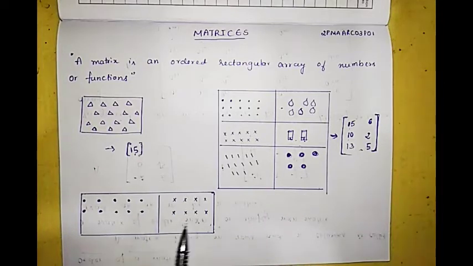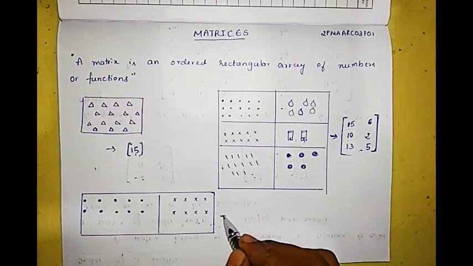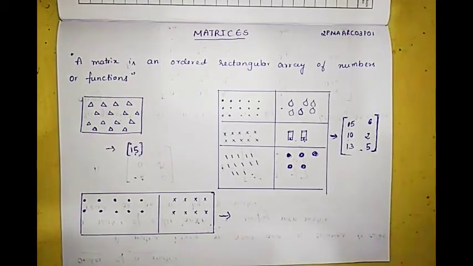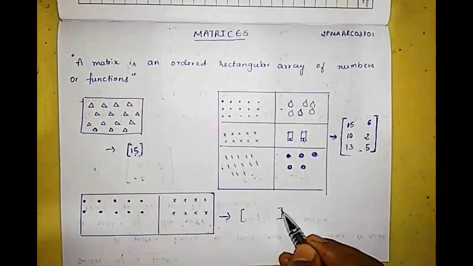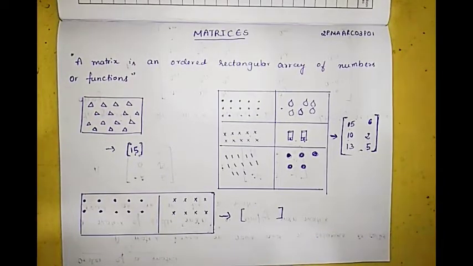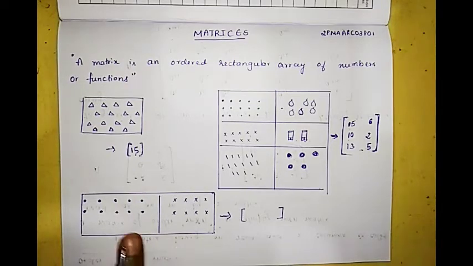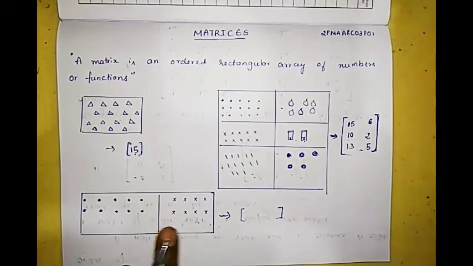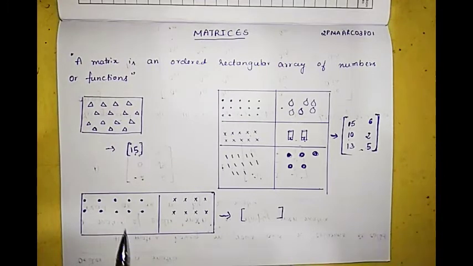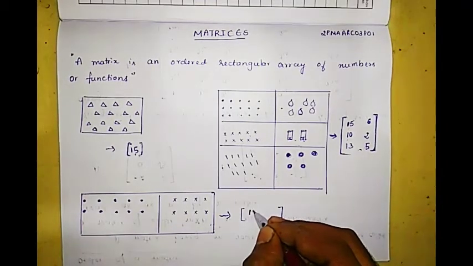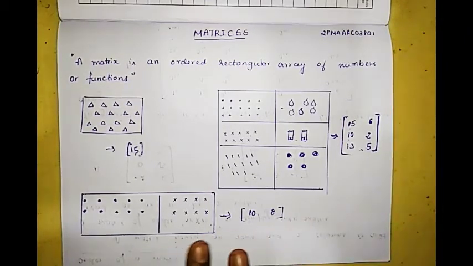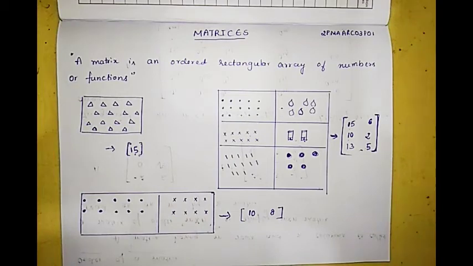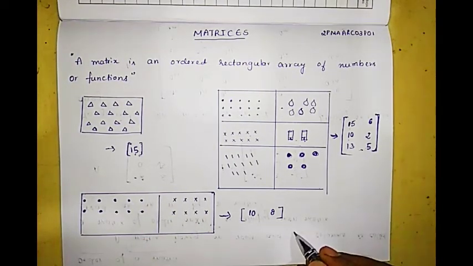Can you write the representation of this in terms of a matrix? Here you have only one horizontal arrangement, and 2 vertical line arrangements are there. In the first place there are 10 elements, in the second place there are 8 elements. So this is the representation of this arrangement.